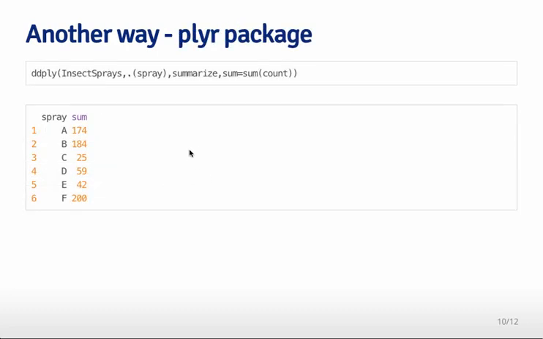The plyr package provides a nice interface for doing this sort of action in one step. We take the insect sprays data set and pass it to the function ddply. Then we say these are the variables we'd like to summarize. You have to use dot and then parentheses so that you don't have to use quotation marks around spray. Then we say we want to summarize the count variable, and we want to provide a sum. So we sum up the count within that spray variable, and the same sort of split, apply, combine process has been applied.